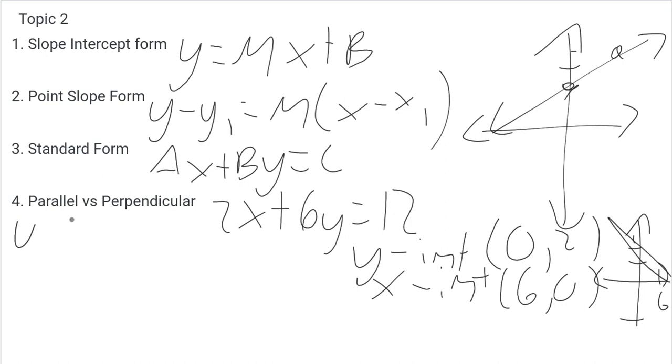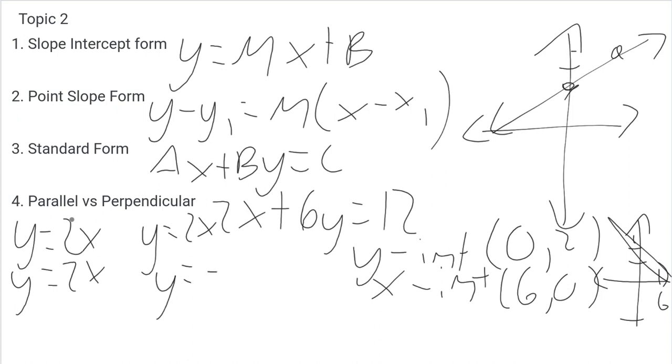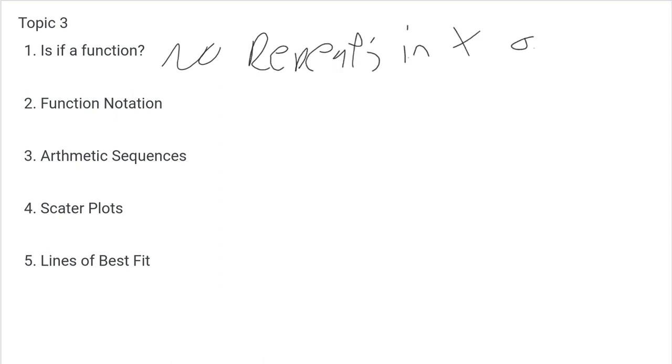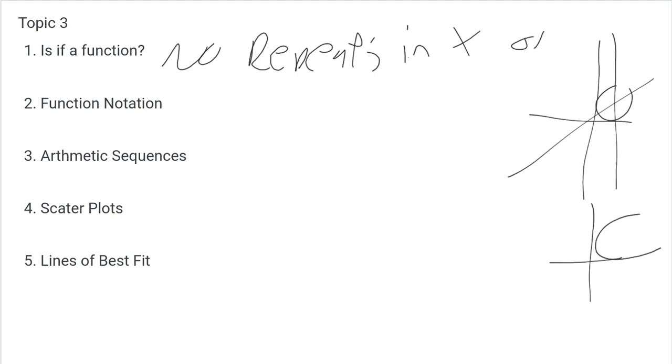Parallel meant that they had the same slope. Perpendicular meant it was flip the fraction, flip the sign. Topic 3, we said it's a function if there were no repeats in x, or if we drew a line down it only crossed once. If it crossed multiple times, this was not a function.